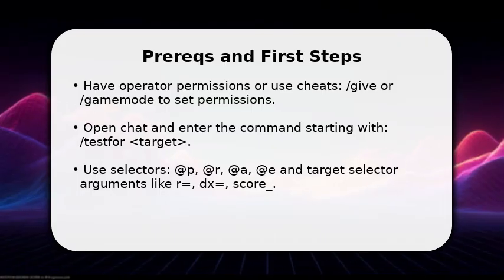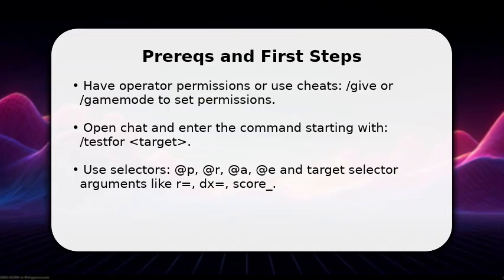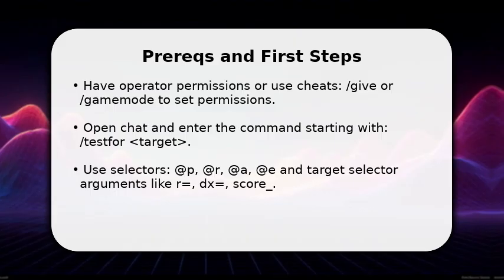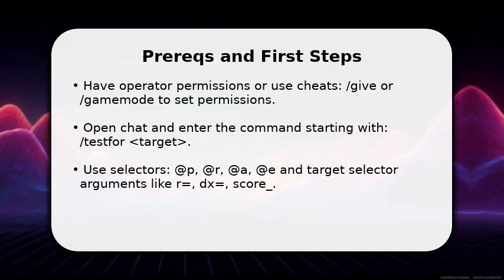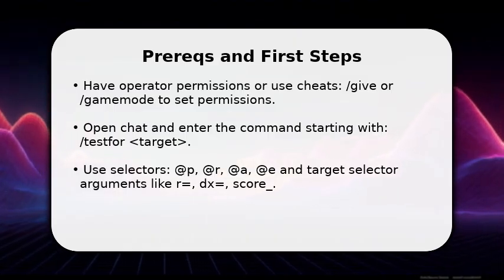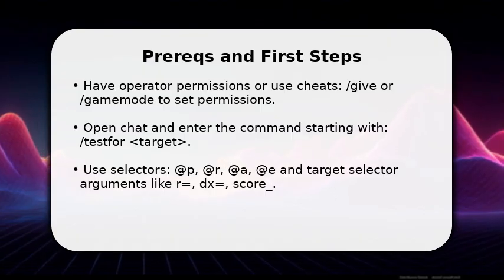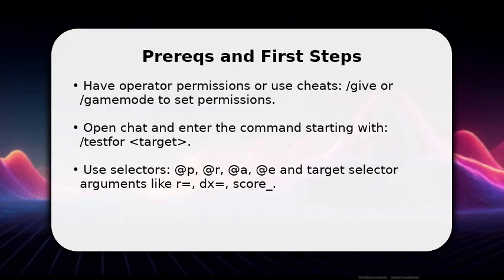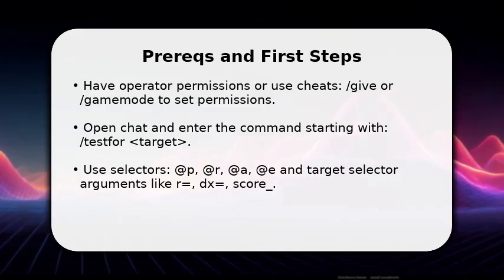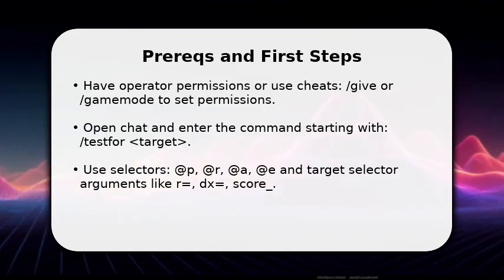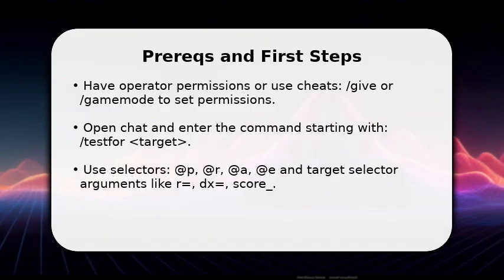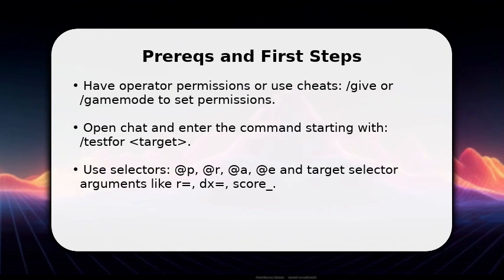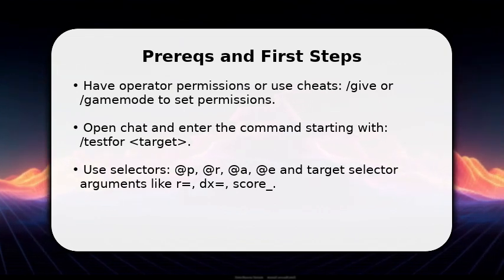You already have Minecraft running and commands enabled. Now get operator rights or enable cheats so commands run. First, open chat and type the command beginning with /testfor followed by a target selector or player name. Use simple selectors like @p or @a to test nearest or all players. Once done, add selector arguments such as r=10 to limit radius or score name=5 to check scoreboard values. These steps start the concrete setup, so the command can return true or false.